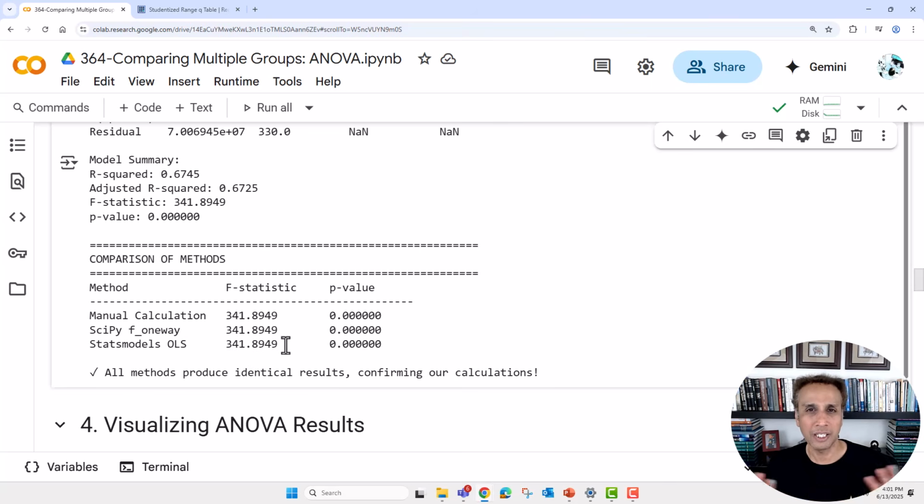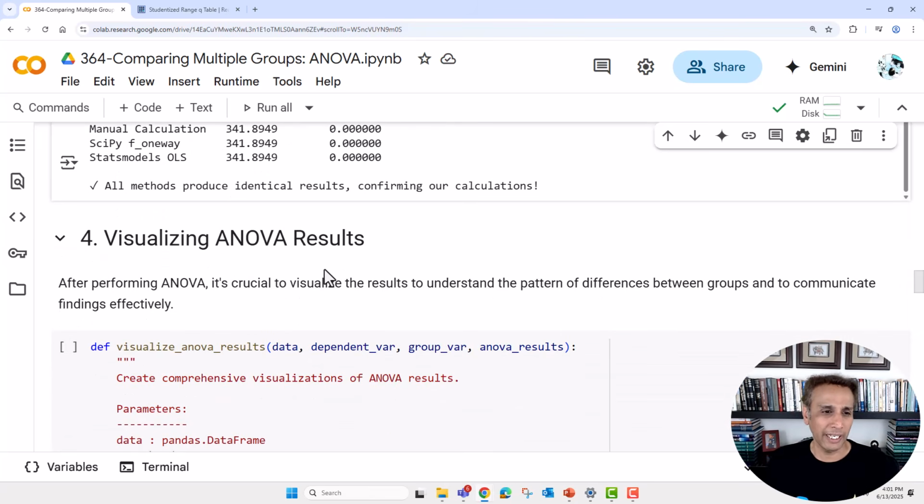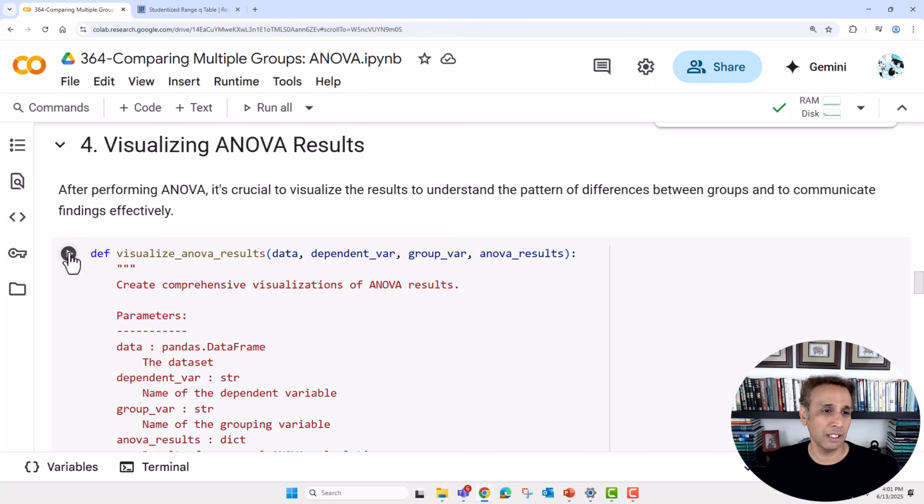This gives me a nice peace of mind. I don't know if you're as paranoid as me when it comes to these types of libraries, and especially when I code myself, I'm like, oh, what did I do? Did I do something wrong? And this is a nice validation. Awesome. I'm patting myself. Okay, now visualizing, let's go ahead and run this.